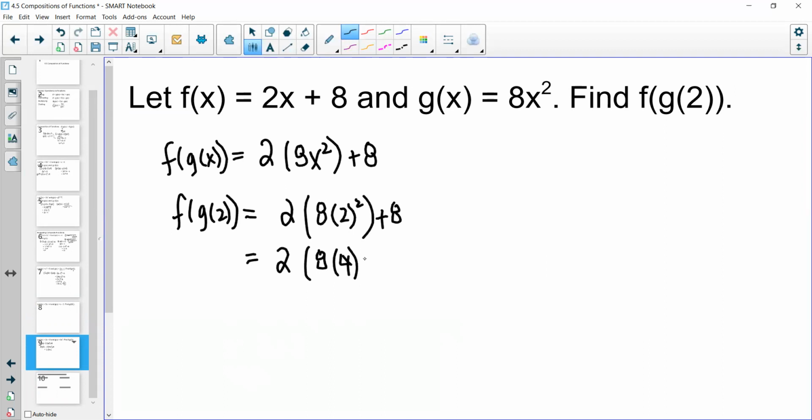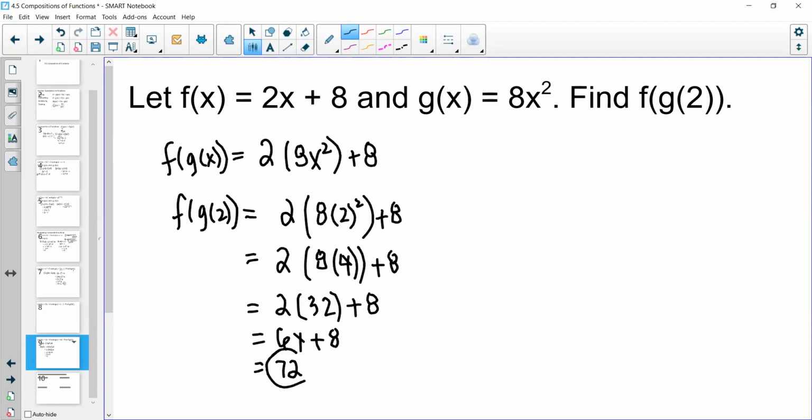Remember, we want to do this in our order of operations. Plus 8. 8 times 4 is 32, so we've got 2 times 32 plus 8, and 2 times 32 is 64 plus 8, and 64 plus 8 is 72. So again, that is how we can evaluate that function, by composing them first and then substituting it in.